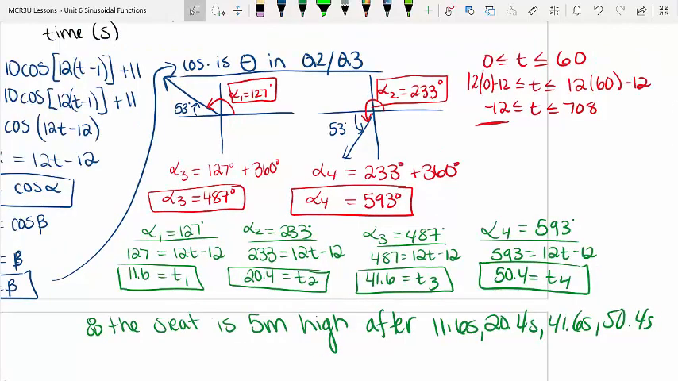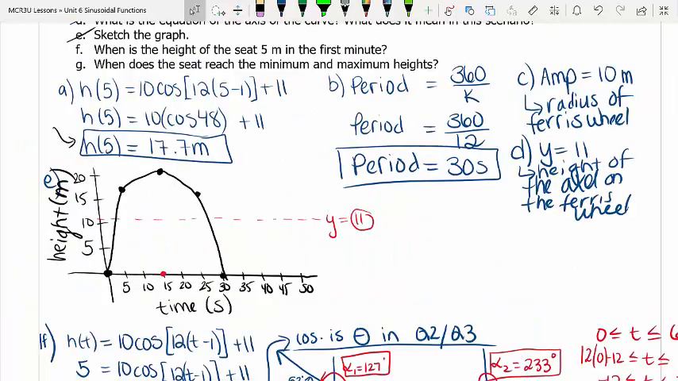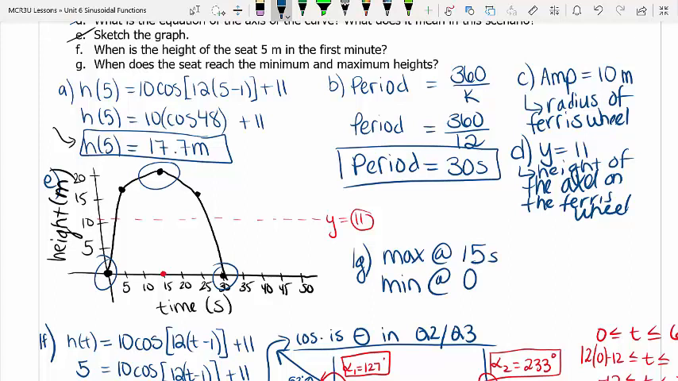Okay, and finally, part G. When does the seat reach a maximum and minimum height? Okay, well for that we can look at our graph. We know that the graph reaches a maximum height after 15 seconds and a minimum height after 0 and 30 seconds. Okay, this question is complete.